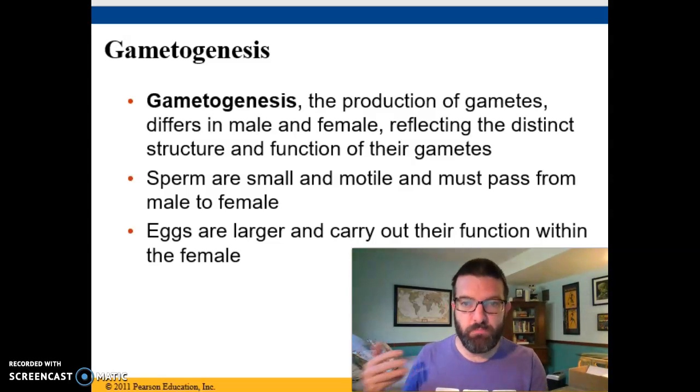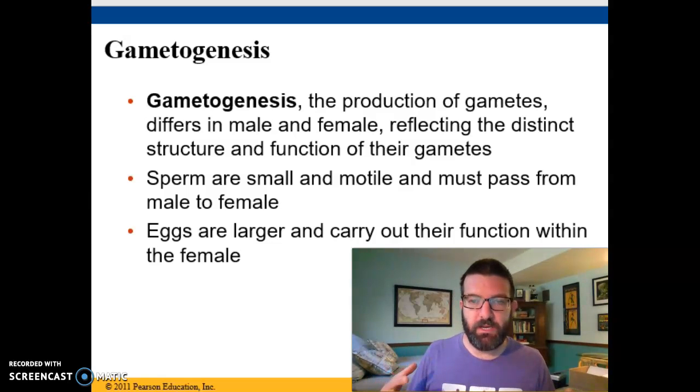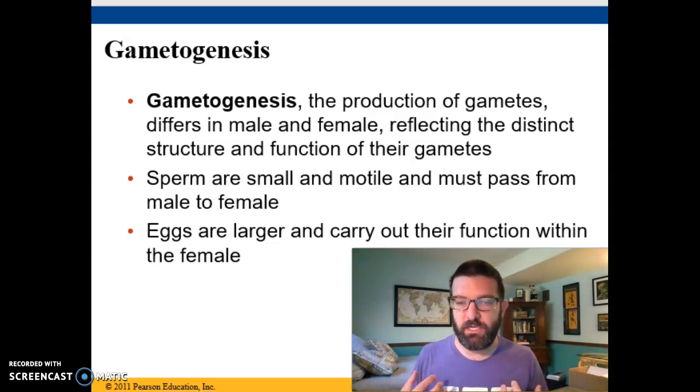Sperm are small, motile, and have to pass from the male to the female. Eggs are larger and must have nutrition to take care of themselves before the placenta, for instance, is formed, and they carry out their function entirely within the female.